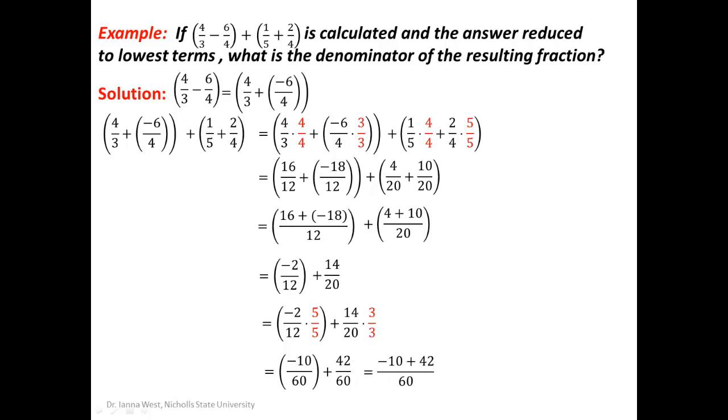Adding the numerators and carrying the like denominator gives us 32 over 60. Reducing this fraction gives us 8 over 15. The question is, what is the denominator of the resulting fraction? And our answer would be 15.